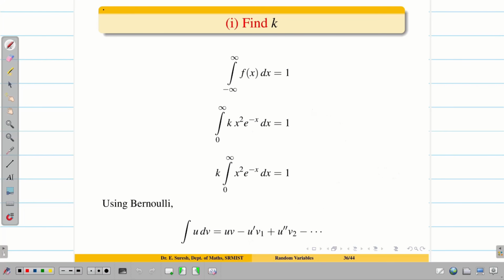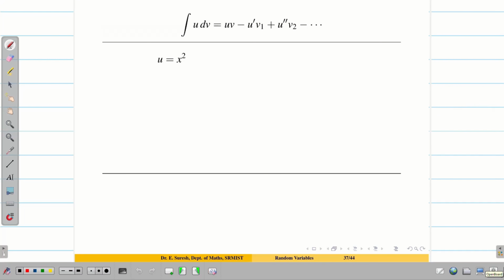Integral of u dv is uv minus u dash v1 plus u double dash v2, etc. So now x square is diminishing and e power minus x is non-diminishing. Now we have to find the derivatives u dash, u double dash, etc., till it gets 0. So u dash is 2x, u double dash is 2, u triple dash is 0. So after this all the terms are going to be 0.